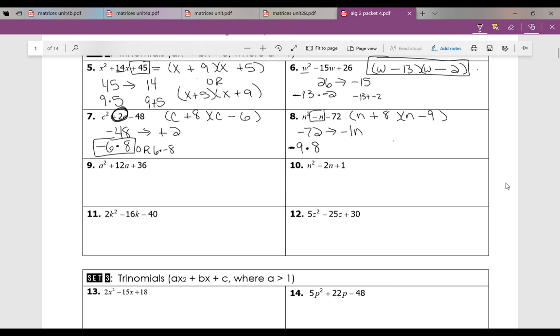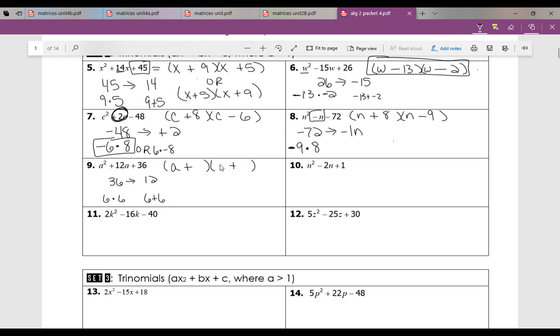Okay, the next two, we're going to do both of these the same exact way. The outcome is special when you do this. When I look at this problem, I see no negatives, so I know I should have a plus plus set of factors. I want factors of 36 that will add up to 12. I don't have to worry about a single negative anywhere. There's no negative in my problem. 6 and 6. 6 times 6 is 36. 6 plus 6 is 12.